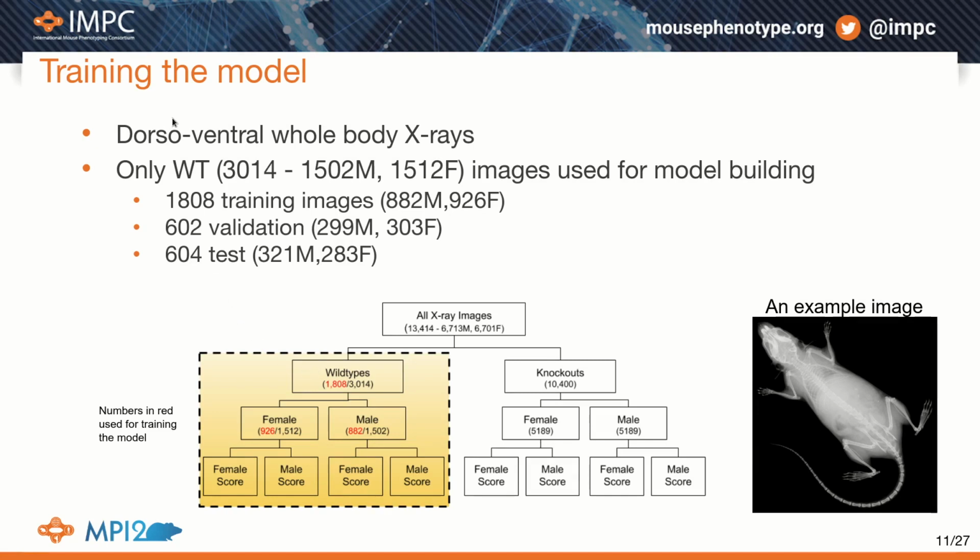And this is just an overview of the data we had. So we trained it on wild type mice, about 10,000, about 8,500 male, 1,500 female. We divided our data into training images, validation images, and test images. Validation images were used to prevent overfitting. And this is an example of the images that we used.